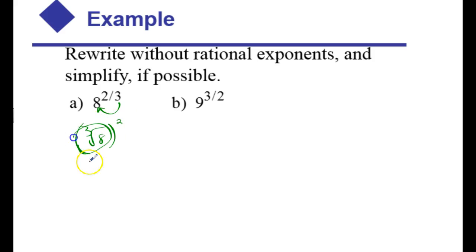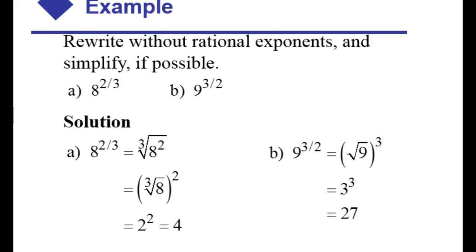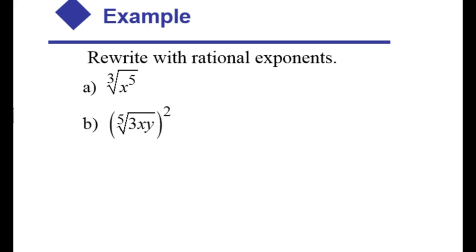So the cube root of 8 is 2, and 2 squared is 4. This says let's take the square root of 9 first and then cube it. The square root of 9 is 3, and 3 cubed is 27. So 4 and 27 is what the author got as well.